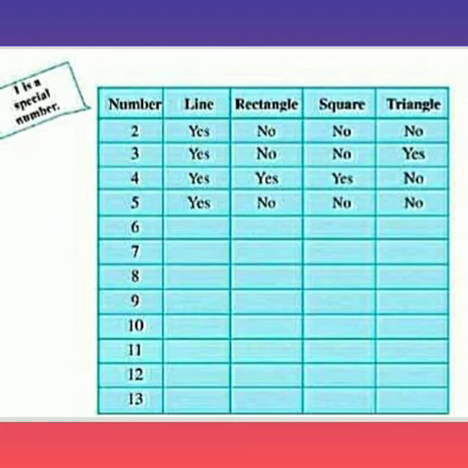Okay. Now natural numbers up to 13 are given. So you have to fill up whether you can arrange them as line, rectangle, square or triangle. I have shown you the pattern. You can fill up, I think. Okay. So line, all will be yes. All the numbers can be arranged as a line.